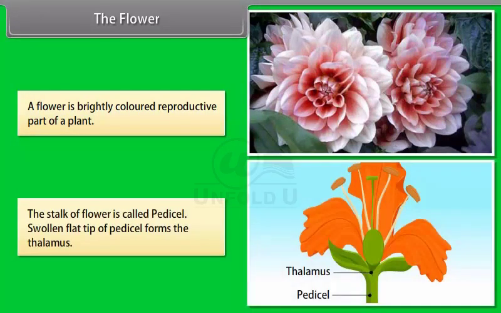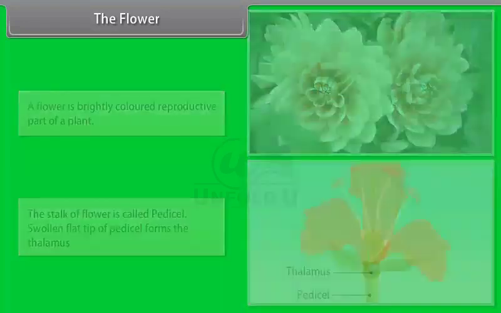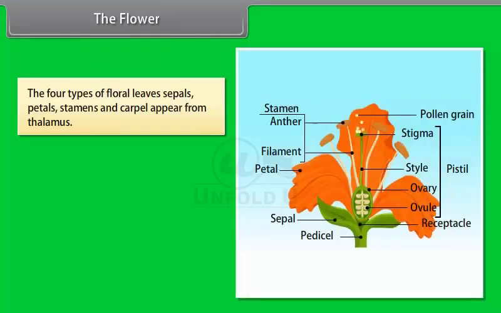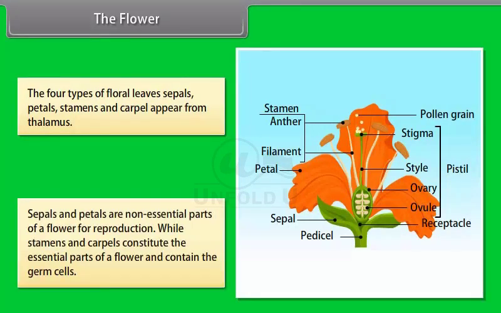The stalk of flower is called pedicel. Swollen flat tip of pedicel forms the thalamus. The four types of floral leaves, sepals, petals, stamens, and carpel appear from thalamus. Sepals and petals are non-essential parts of a flower for reproduction, while stamens and carpels constitute the essential parts of a flower and contain the germ cells.